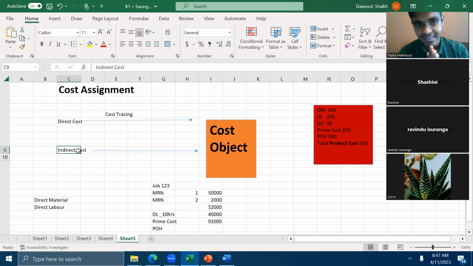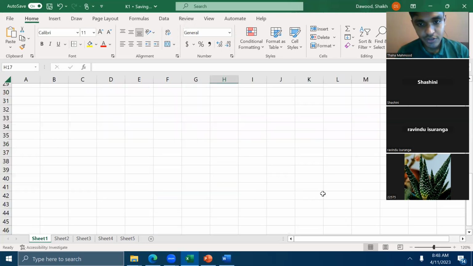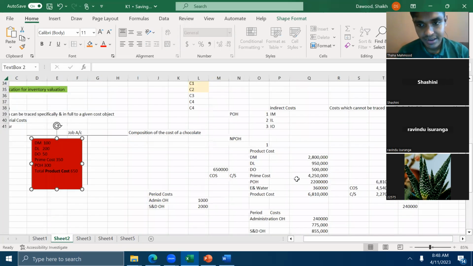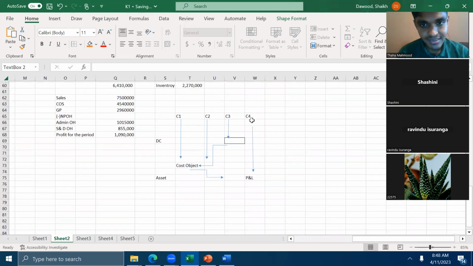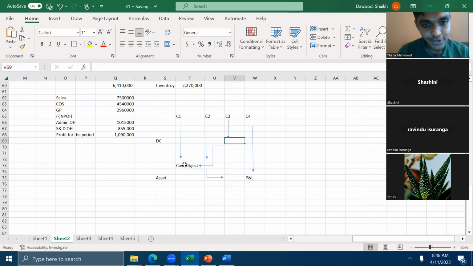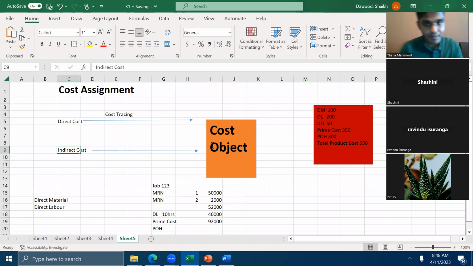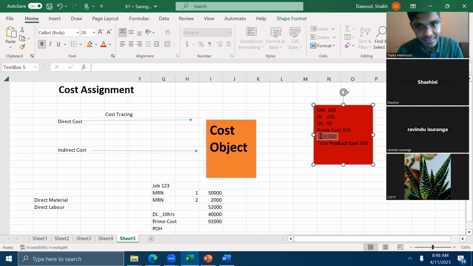Indirect costs, we learnt, are divided into two: production overhead and non production overhead. Non production overhead we learnt, we directly put it to the P&L. It never goes into any cost object. We defined it as a non production overhead. It always directly goes to the P&L. Production overhead, we use some technique and put it to the cost object, and when it's sold, P&L, when it's unsold, closing stock. Putting production overhead to this cost object is what we are doing here.